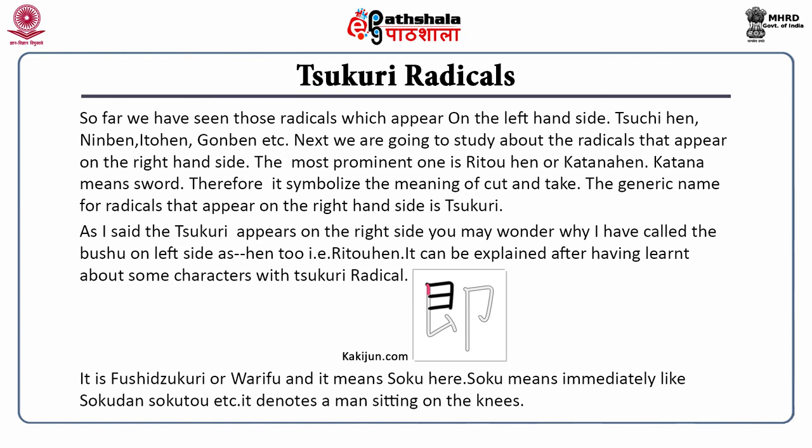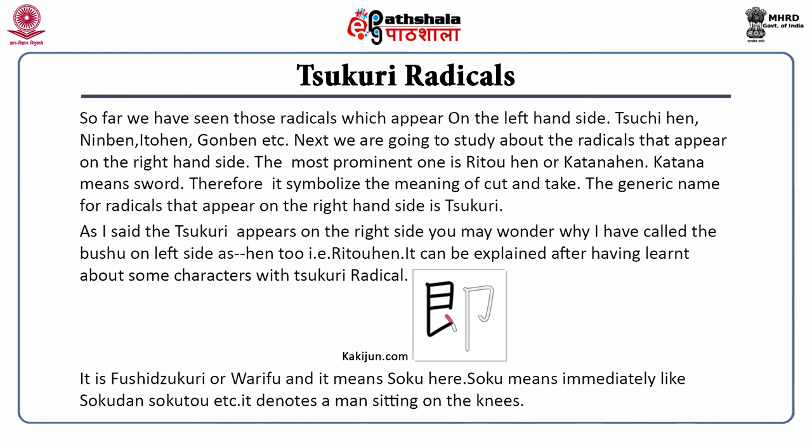Here we have seen so far the radicals which appear on the left hand side of the word: the tsuchihen, nimben, itohen, gomben. Next, we are going to study the radicals which appear on the right hand side. The most prominent of these is the rittohen, or it is called katana hen. Katana means sword. Therefore, in the letters we have to cut and then take out, and this katana hen appears. The generic name for the radicals which appear on the right hand side is tsukuri.